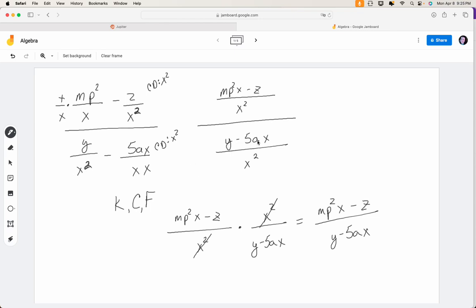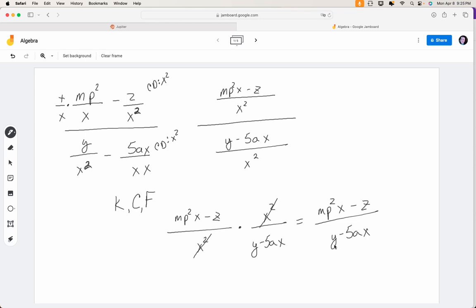We can write them together. Y minus 5ax. So then we're going to do keep it, change it, flip it. And we do mp squared x minus z over x squared times, we flip this one, x squared over y minus 5ax. So the x squared cancels each other. And then we have mp squared x minus z over y minus 5ax. So this would be in your numerator blank, and this would be in the denominator blank.